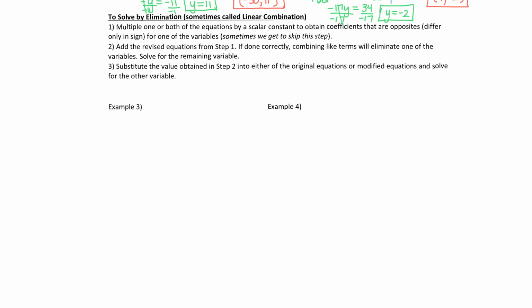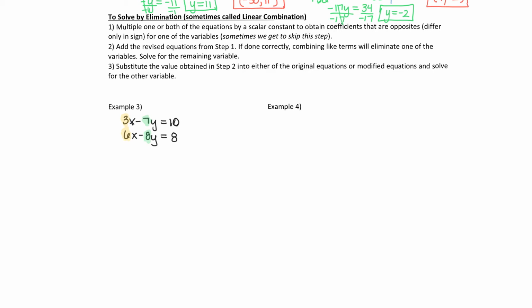So we have a system where we have 3x minus 7y equals 10 and 6x minus 8y equals 8. So what I'm focusing on first are the coefficients. Okay, so let's highlight my coefficients for my x and the coefficients for the y.